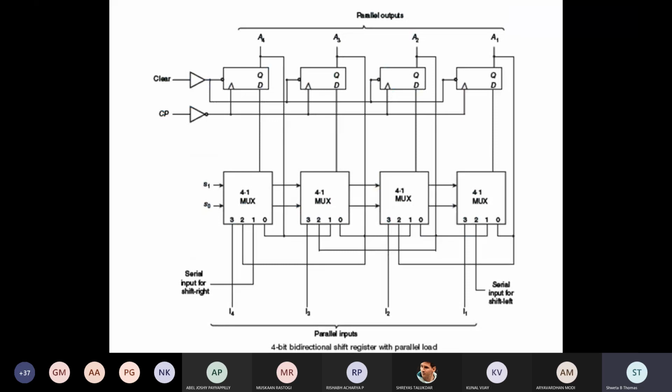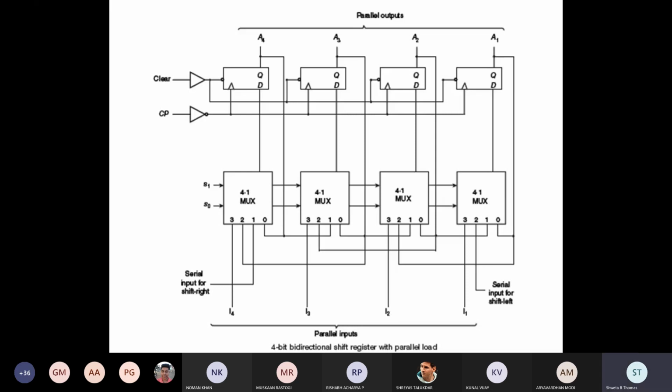This is a diagram for a 4-bit bidirectional shift register with parallel load. Here at the top, you can see we have taken 4 D flip-flops. The D flip-flop working is already known to you. Here the CP input is given with an inverter. That means it is working when your CP pulse goes from 1 to 0, because the inverter is there. Similarly, a clear input is also there just for clearing the states. We have already discussed this for the previous diagram.